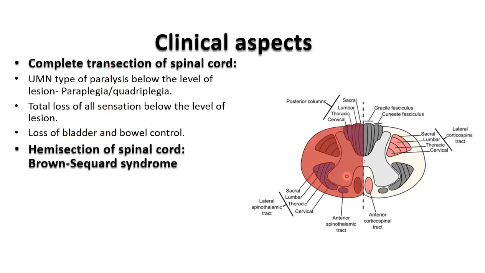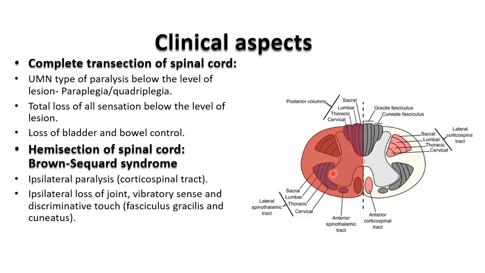The next is hemisection. Only one half of the spinal cord is affected. That is called Brown-Sequard syndrome. So one half of the spinal cord alone is damaged. It is characterized by ipsilateral, same side, corticospinal tract involvement, not the opposite side. Ipsilateral loss of joint and vibratory sense because of the posterior fasciculus cuneatus and one side lateral and anterior spinocerebellar tract and spinothalamic tract, and contralateral loss of pain.